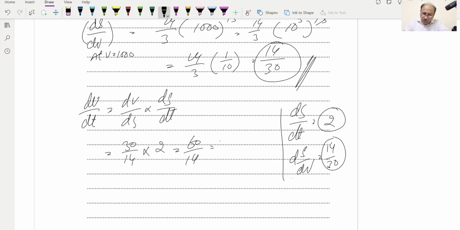4.285, and approximately it will be 4.29 up to 3 significant figures.